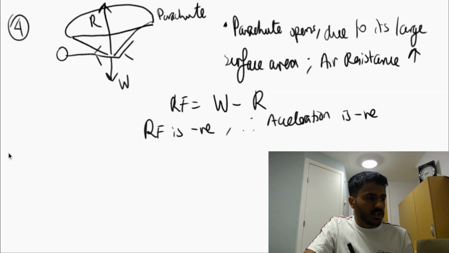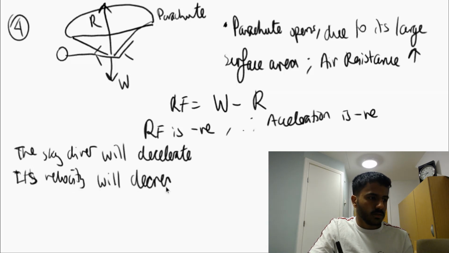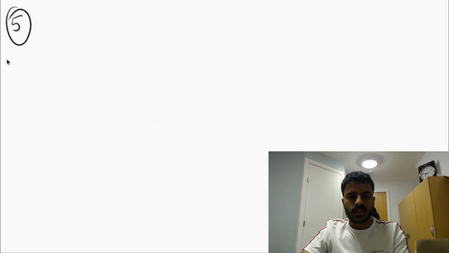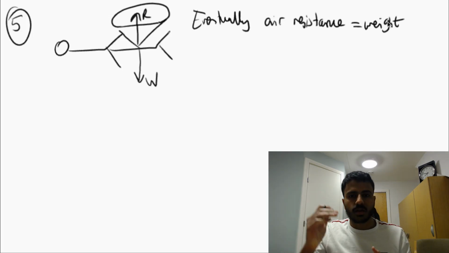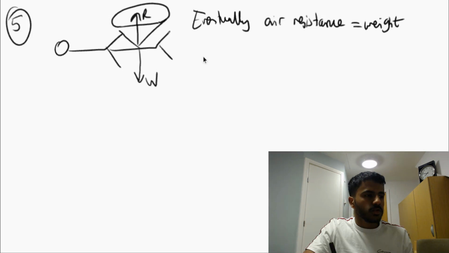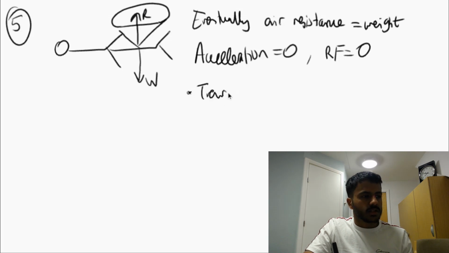So what that means is the skydiver will decelerate, or his velocity will decrease. Now, because he's decelerating, the velocity will decrease, and therefore that means that the air resistance will also decrease. And as time passes, eventually, air resistance will once again equal the weight. As air resistance decreases, it will get to a point where it's in equal magnitude to the weight. So therefore, the acceleration of the body once again is zero, and the resultant force on this body is also zero. So it will once again travel at a constant velocity.